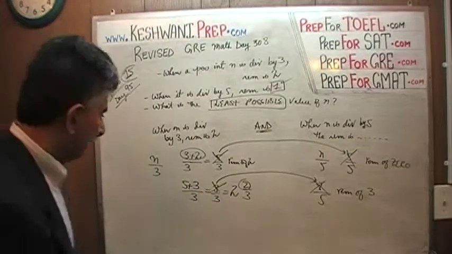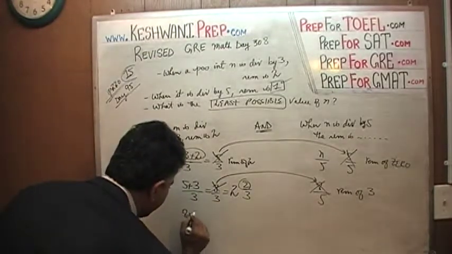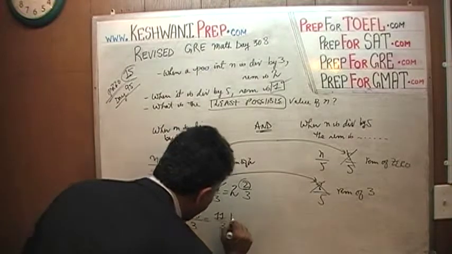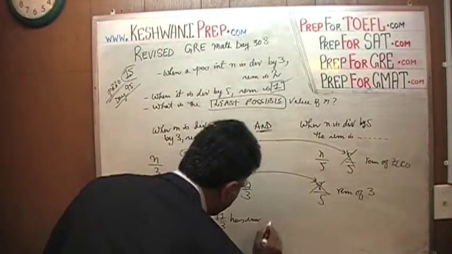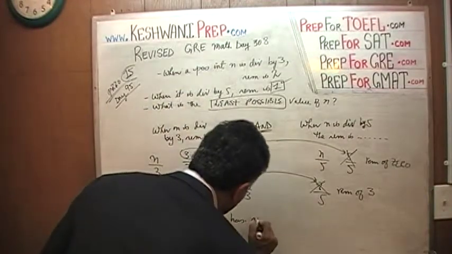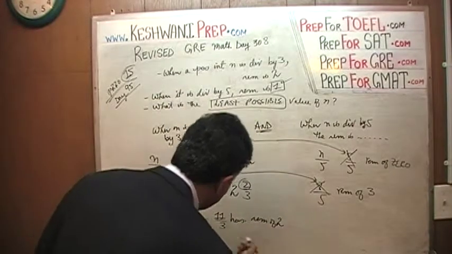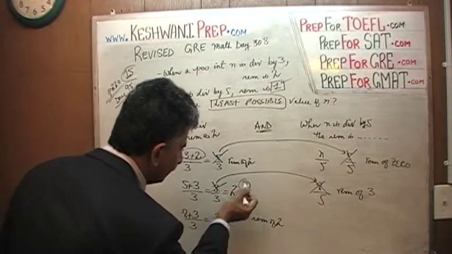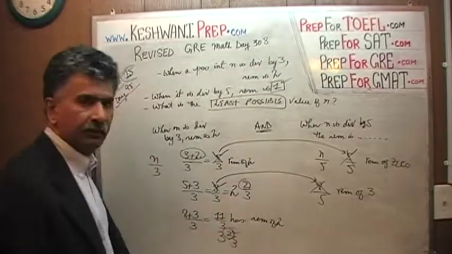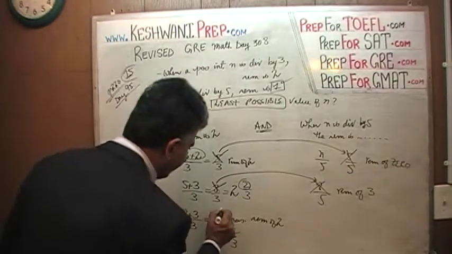Let's go to the next one, which is simply 8 plus 3, divided by 3. 11 divided by 3 has a remainder of 2, because 8 divided by 3 was 2 and 2/3, and this is going to be 3 and 2/3. That 2 is your remainder. So now our n is 11. Let's put it in here.